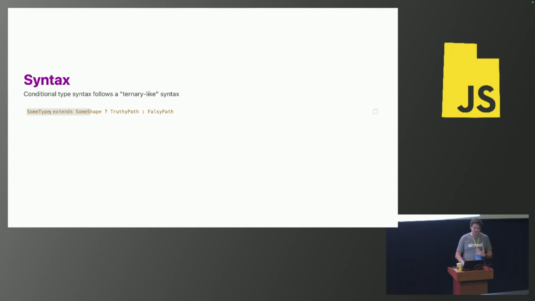But we're going to check if some type extends some shape. If it does, we're going to walk down the truthy path, so to speak. Otherwise, we're going to move to the falsy path.